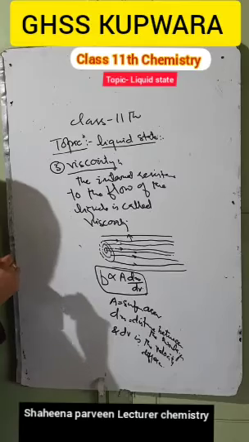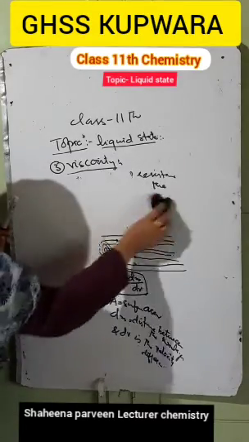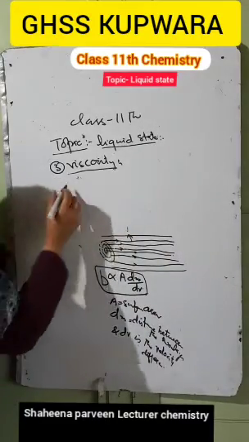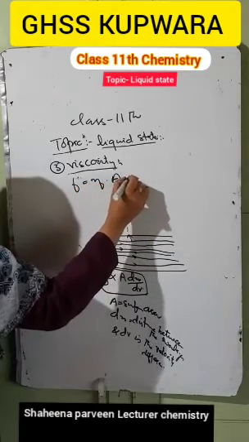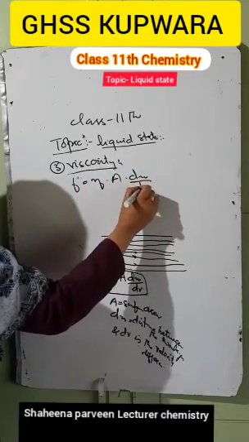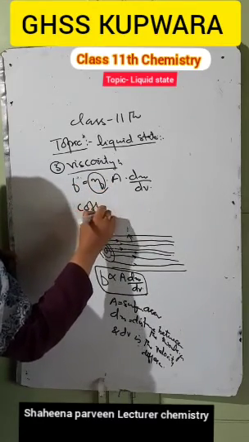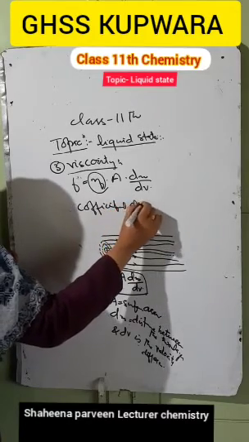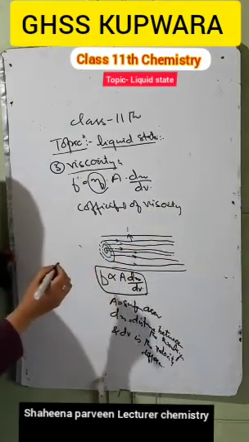So अगर हम proportionality को हटाएंगे यहाँ से, it becomes, we have F equals eta into A dv divided by dx. What is this eta? It's called as a coefficient of viscosity.